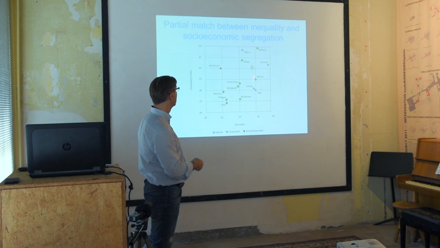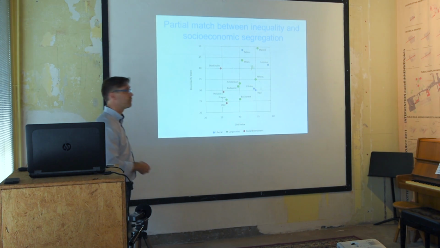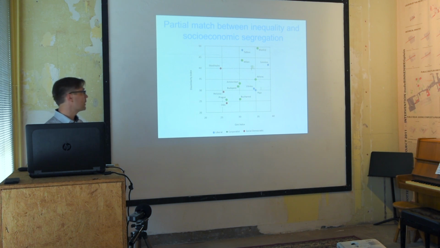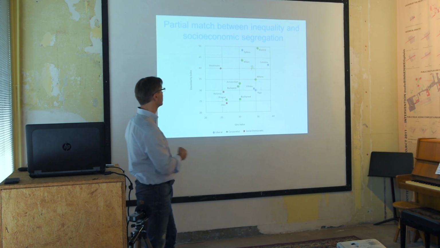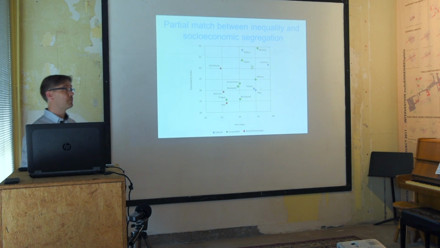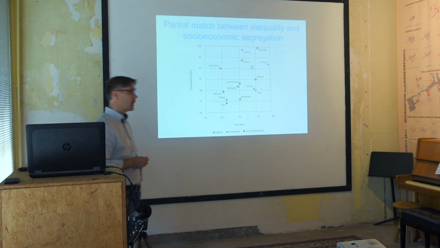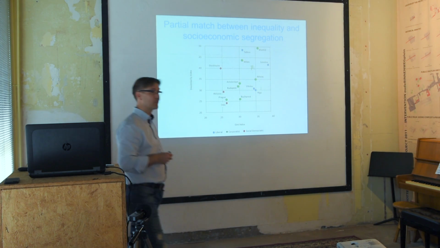But also here, among the cities with very high levels of social inequality, segregation levels vary a lot. So there is not a perfect match, although we see that there's some kind of trend here, but the match is not perfect. So as a next step, we asked, why is it so?